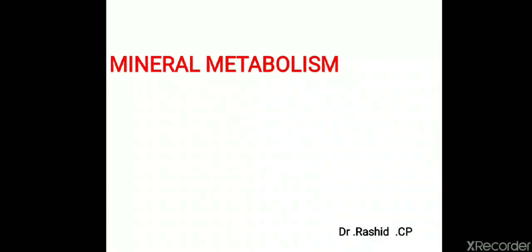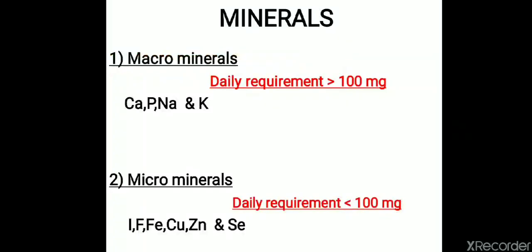So today I will be explaining to you the metabolism of some minerals in our body. First of all, you should know the difference between micro minerals and macro minerals. On the basis of nutritional requirement, the minerals are classified into macro minerals and micro minerals. For macro minerals, the daily requirement is more than 100 milligram.